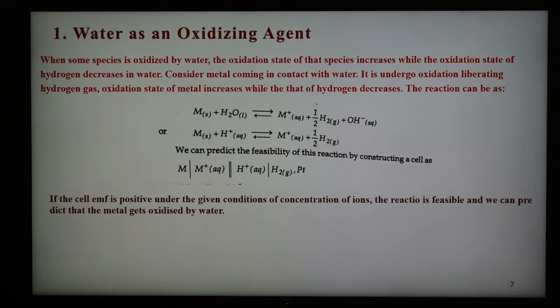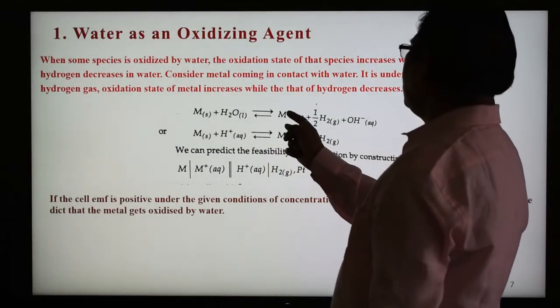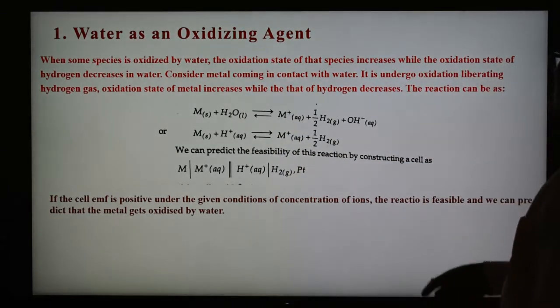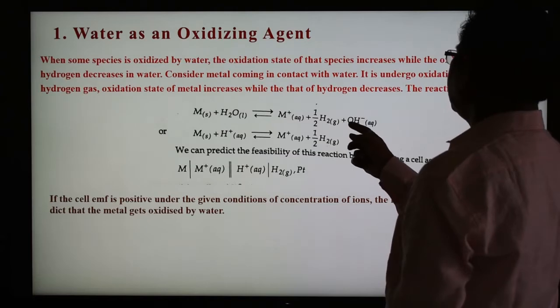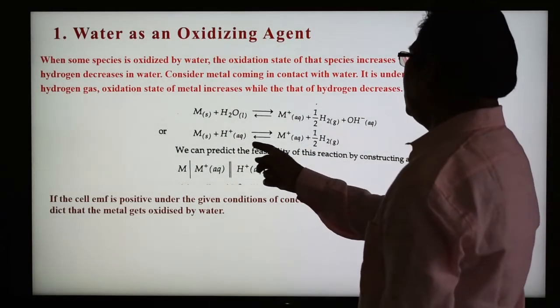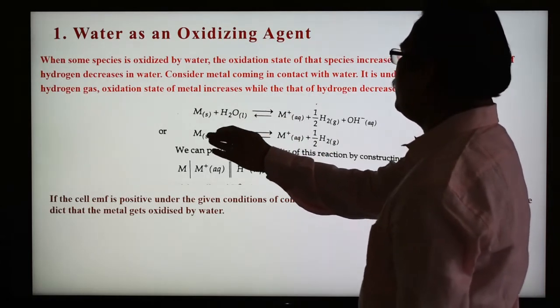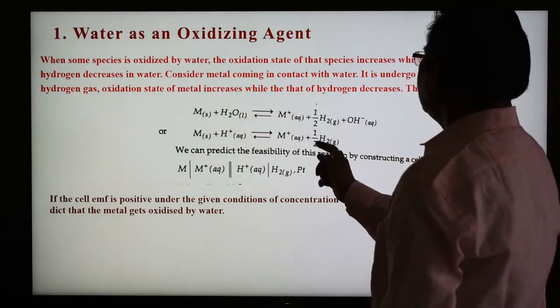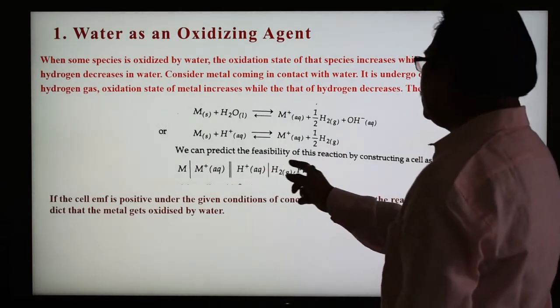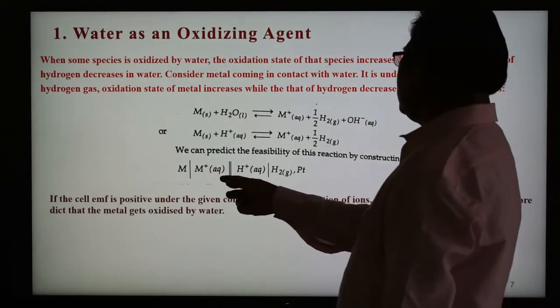So metal plus water, whatever the metal is, M for metal, reacts forming M+ ion, aqueous, with the liberation of hydrogen gas and OH-. We can also express it the same way with H+ from the water, forming hydrogen gas and the metal ion. So this reaction can be predicted and shown.